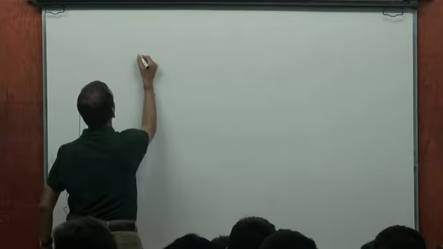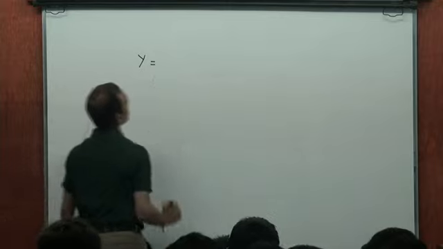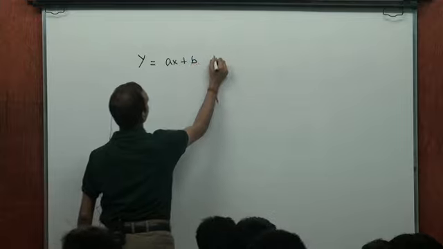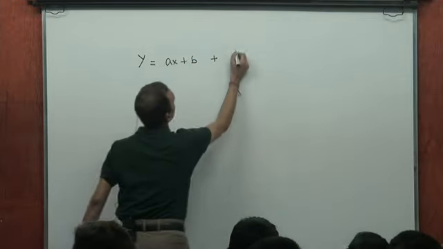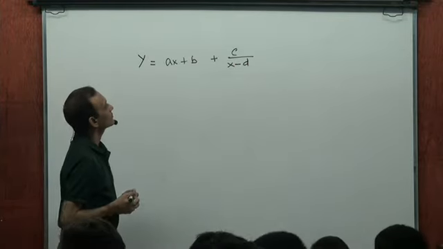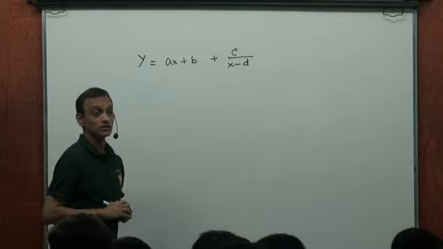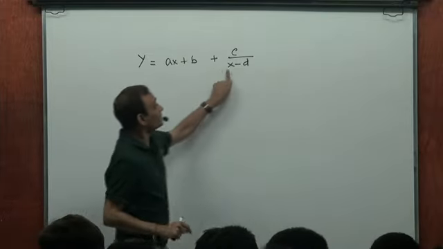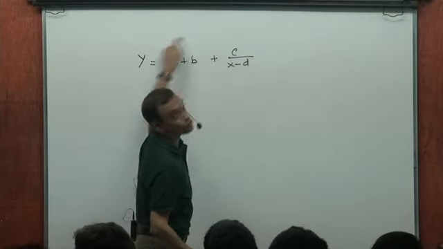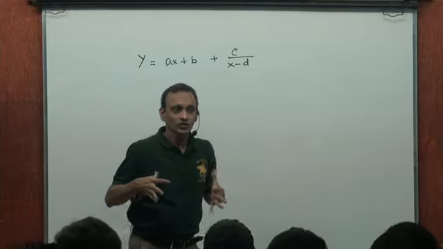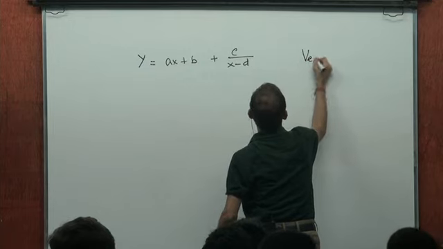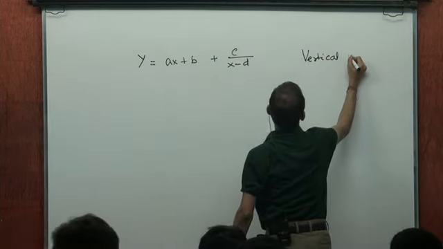Now, if I have a curve like this, y equal to, say, a linear expression ax plus b plus c by (x minus d) kind of a thing. One thing, it will have a vertical asymptote, x equal to d, because as x tends to d, this whole thing tends to infinity, right? So there is a vertical asymptote for sure. This will suggest that there is a vertical asymptote x equal to d.